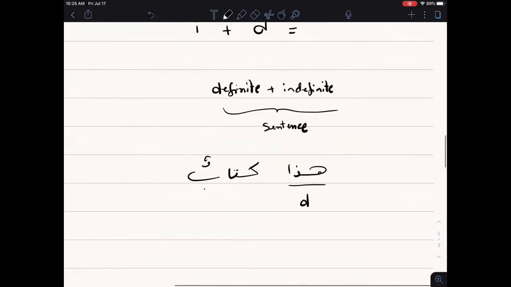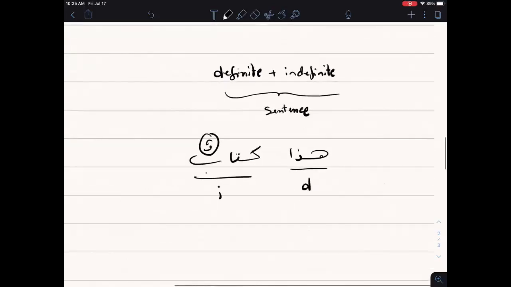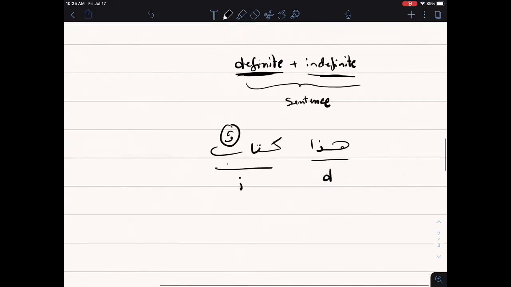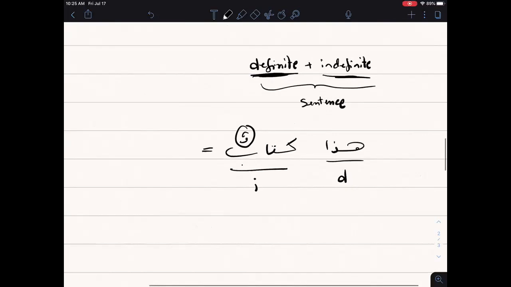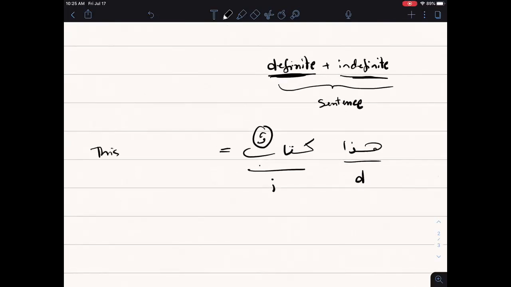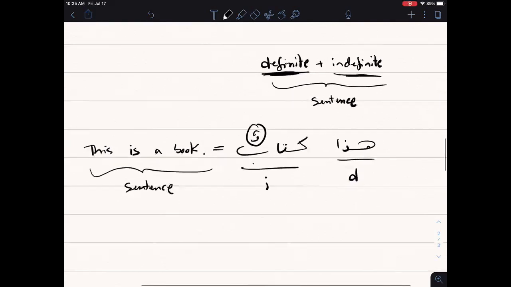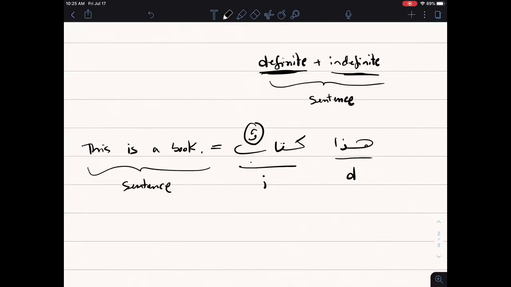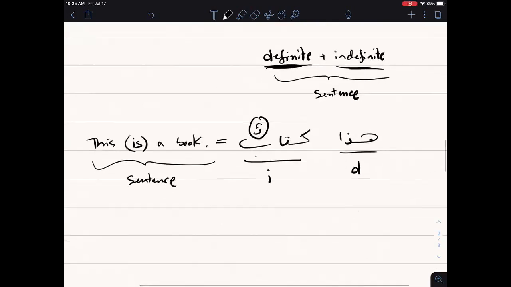Okay, good. And what is kitabun? Is it definite or indefinite? Indefinite. So now, remember what I said? If the first one is definite and the second is indefinite, we construct a sentence. Was it a sentence when we studied before? What did we say? This is a book. Is it a sentence? Yes, a sentence. You put the definite and you put the indefinite, and now I have to put "is" because you're making a sentence.